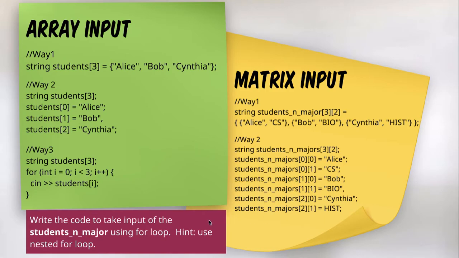Now it is also possible to take the input from the user utilizing a for loop. That I have left for your hands-on experience. The hint that I can give you is that you have to use a nested for loop to take the input. The outer for loop will correspond to all the rows and the inner for loop will correspond to the columns in each row.